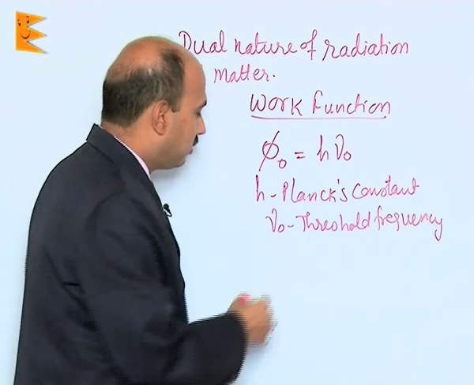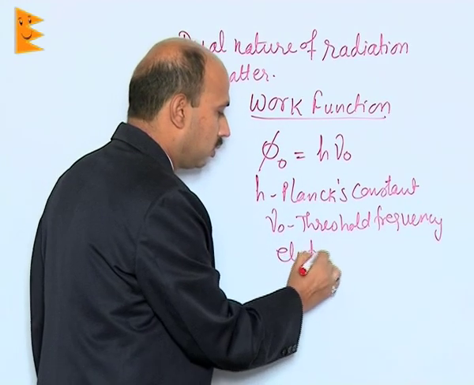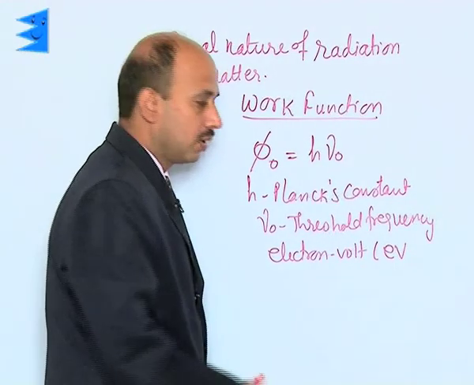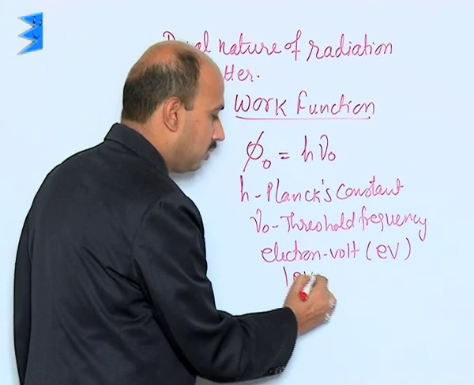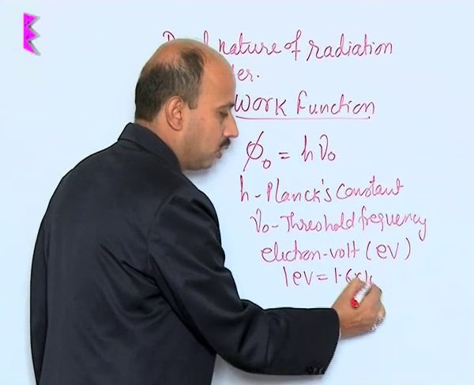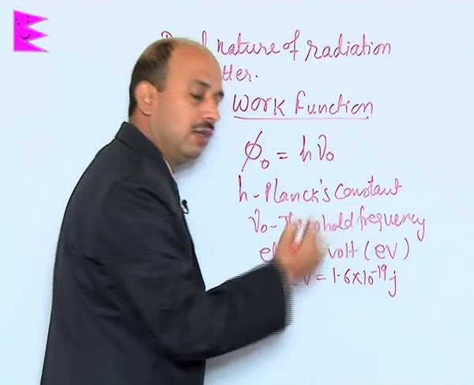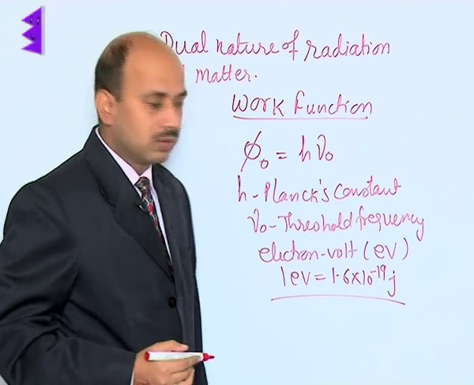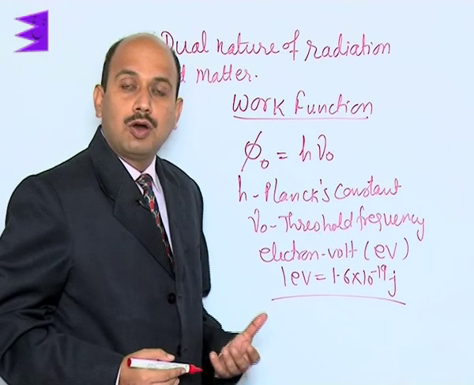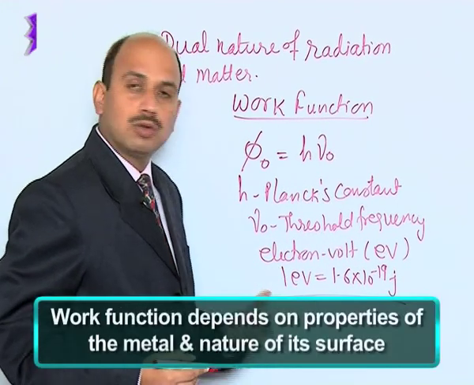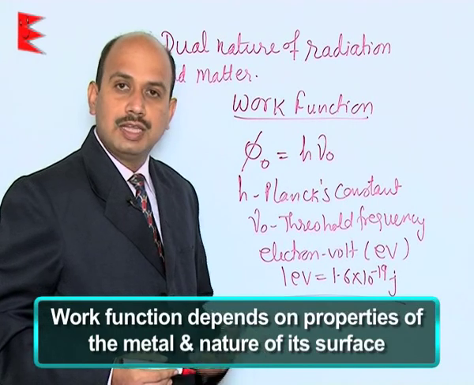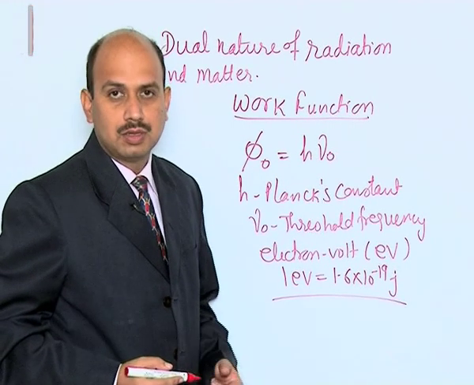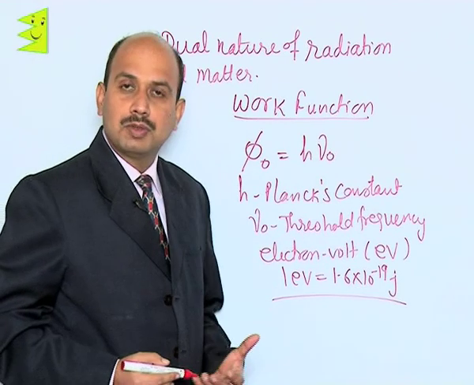Work function is measured in electron volt, that is written eV, and 1 electron volt is equal to 1.6 into 10 raised to power minus 19 joule. So, work function is actually measured in electron volt. Now, the work function of any metal depends on two factors. One is the nature of the metal, and another one is the nature of the surface of the metal. So, these are the affecting factors of the work function.